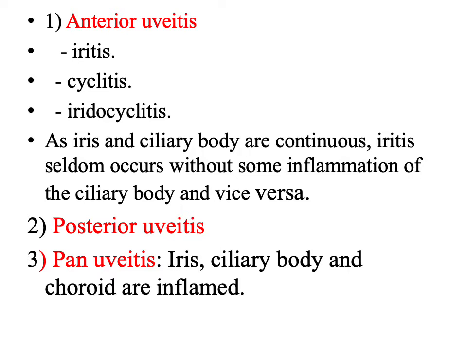Intermediate uveitis is inflammation of the posterior part of the ciliary body, which is the pars plana, and the anterior part of the retina and the choroid, and the anterior part of the vitreous, which is called the vitreous base. But panuveitis is inflammation of all parts of the uveal tract: the iris, ciliary body, and the choroid.